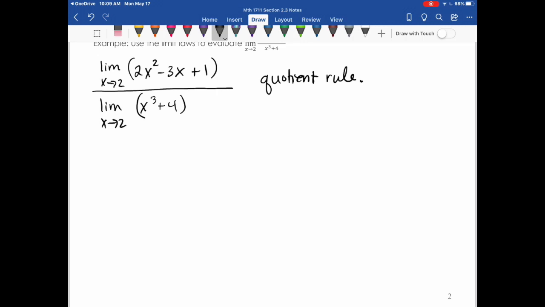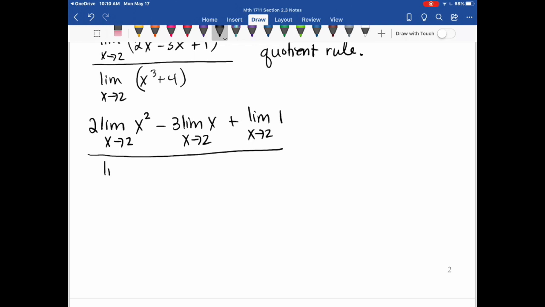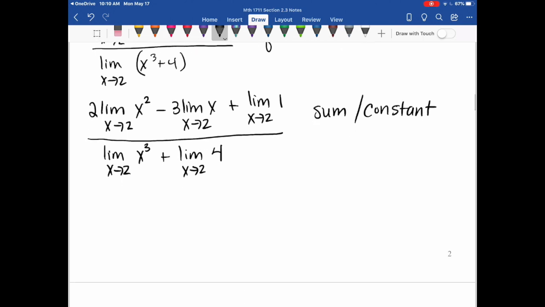I'm going to break up the top here first. I can create the limit as x approaches 2 of 2x squared as 2 times the limit of x squared minus 3 times the limit of x plus the limit as x approaches 2 of 1. I'm just breaking it up using the limit laws. And then same thing on the bottom. I can rewrite this as the limit as x approaches 2 of x to the third plus the limit as x approaches 2 of the constant value 4. So that's using the sum and your constant rules.